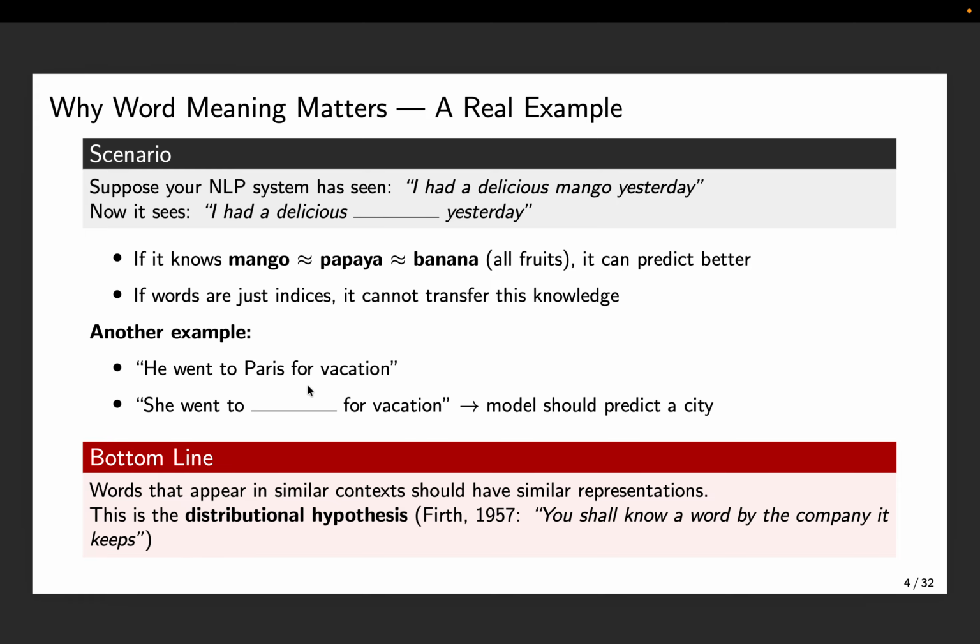This idea actually has a name in linguistics. It is called the distributional hypothesis: you shall know a word by the company it keeps, which means that words that appear in similar contexts have similar meanings. Word2vec operationalizes exactly this idea.